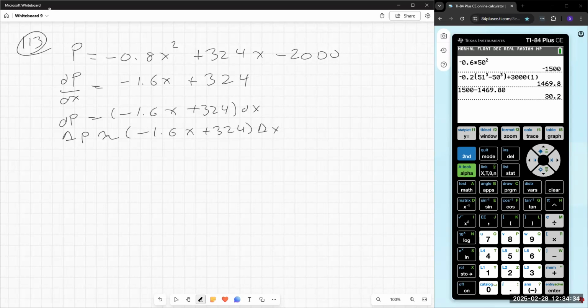And we're going from 100 to 101. So x equals 100, delta x is equal to 1, for part A. So that's going to be delta P is approximately negative 160 plus 324 times 1 will be 164.